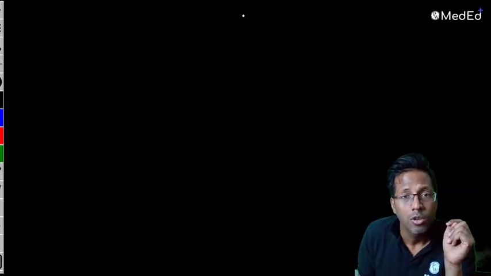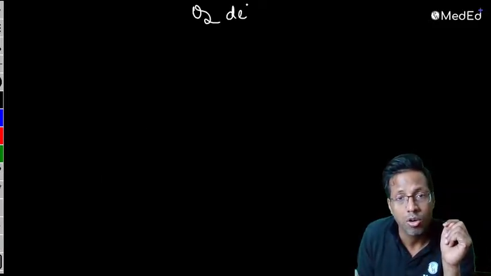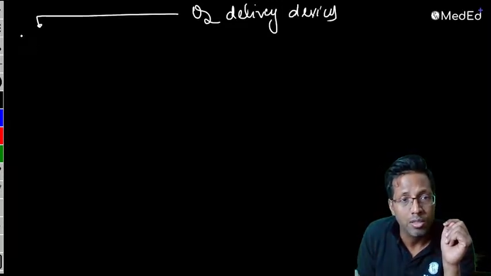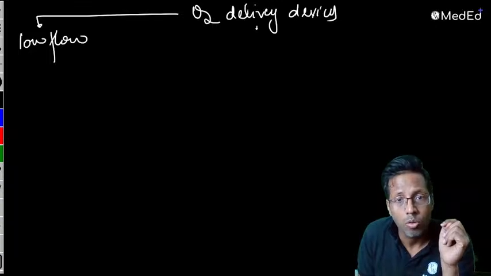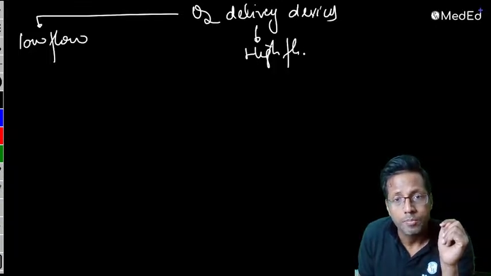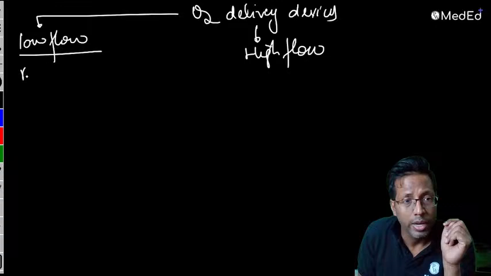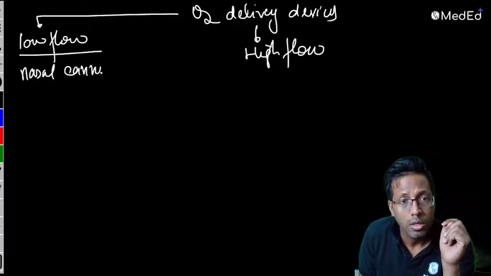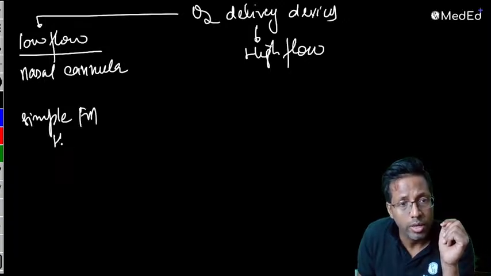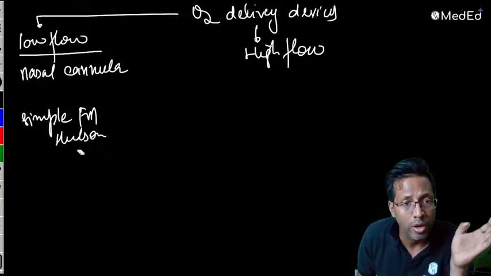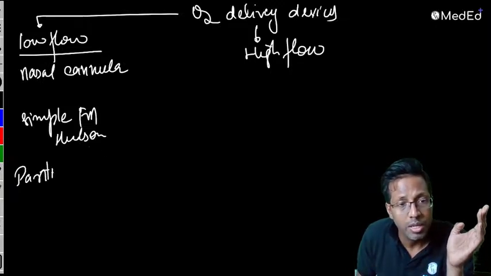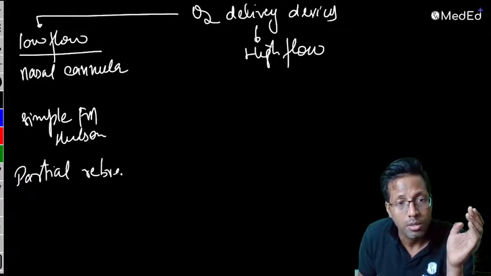oxygen delivery devices, if someone asks what is the classification of the oxygen delivery devices by which you are giving oxygen to the patient, we classify them as low flow and high flow. The low flow includes your nasal prongs or nasal cannula. Then you have the simple face mask, which is also called the Hudson face mask. Now to the Hudson face mask, if you attach the reservoir, that becomes a partial rebreathing mask, not a full rebreathing mask. It's called a partial rebreathing mask.